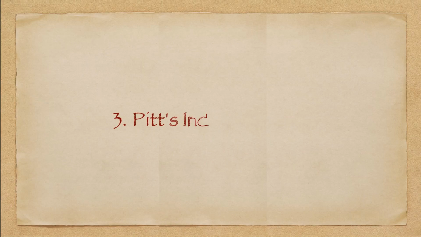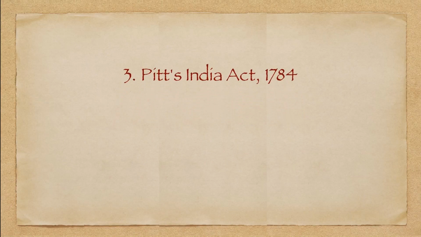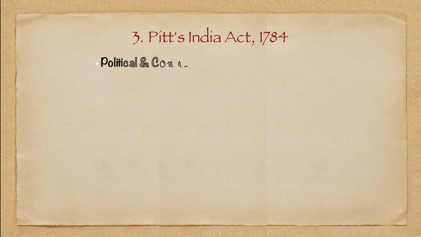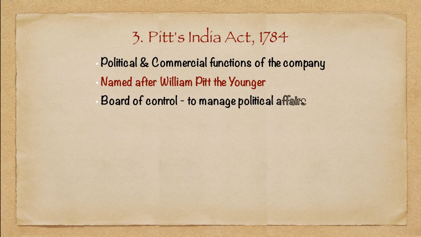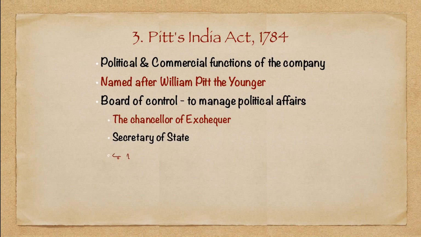In 1784 came the Pitt's India Act, which distinguished between the political and commercial functions of the company. The Act was introduced by the then British Prime Minister, William Pitt the Younger. It created a new body, called the Board of Control, to manage political affairs, which consisted of the Chancellor of Exchequer, a Secretary of State, and 4 members of the Privy Council appointed by the Crown.